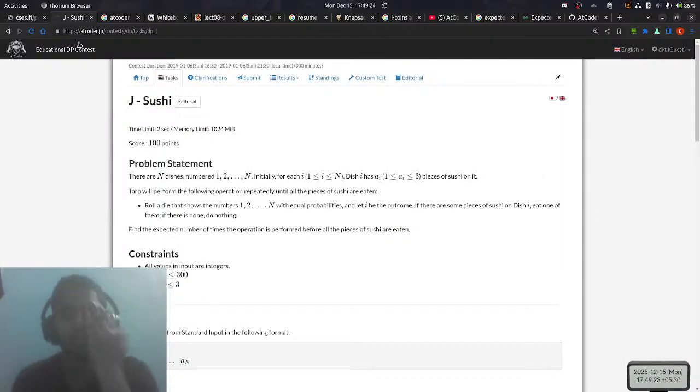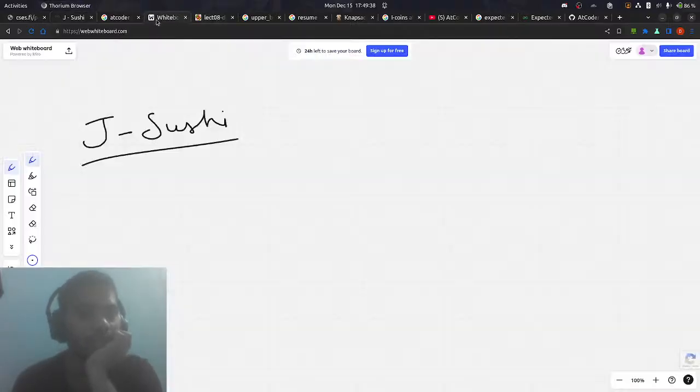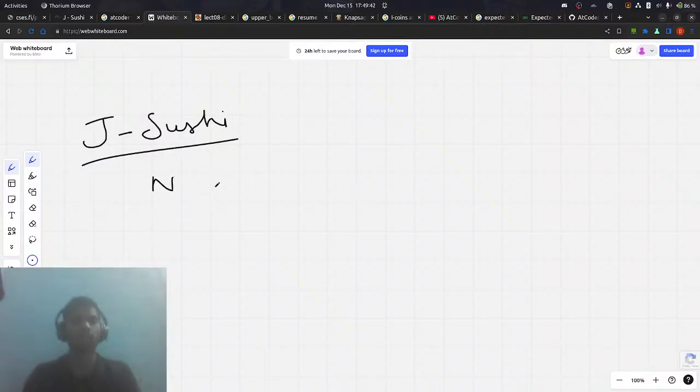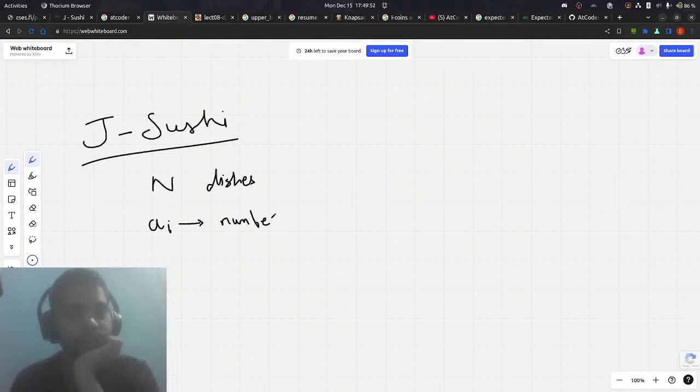Okay, so we are given n dishes, basically n plates, and each plate has either one, two, or three pieces of sushi on it. Okay, so we are given n plates or dishes. Okay, and a_i is the number of sushis on it.